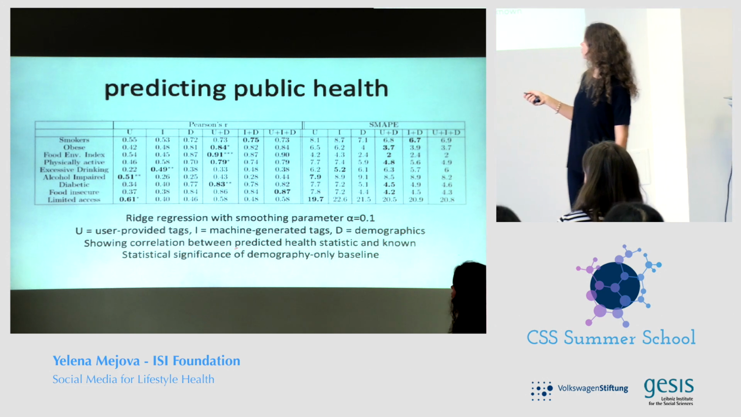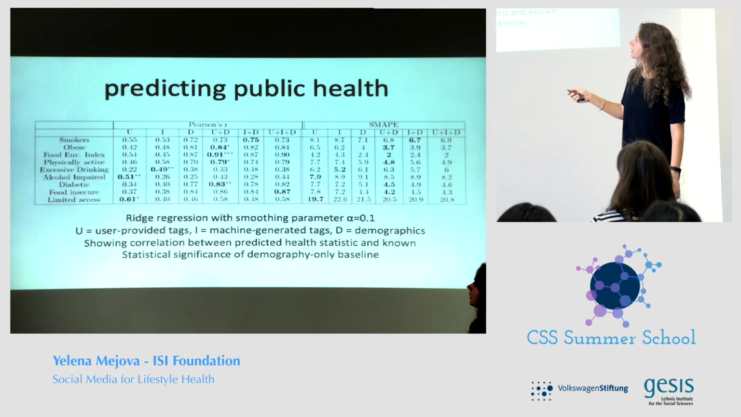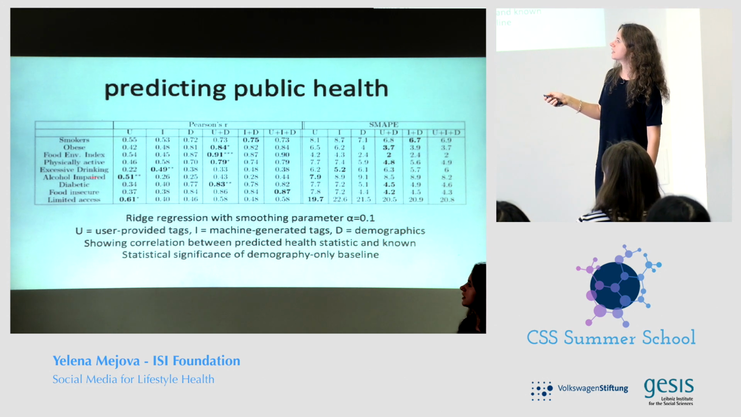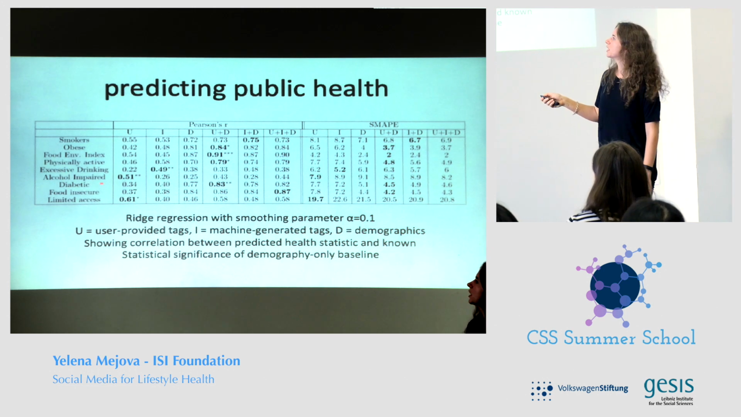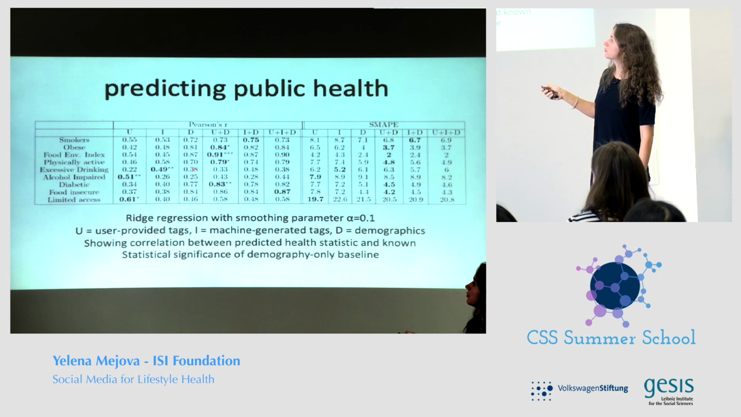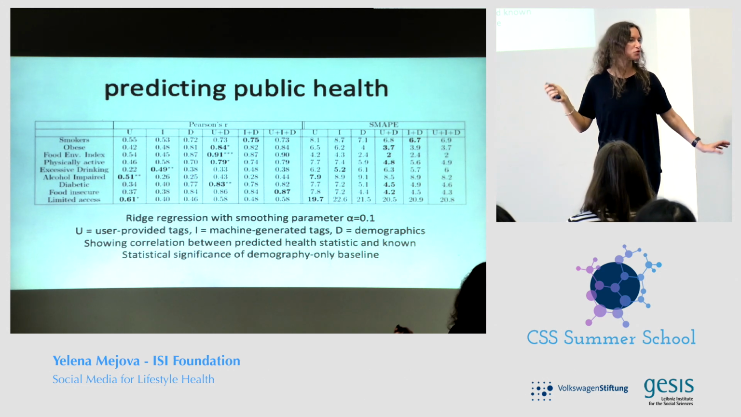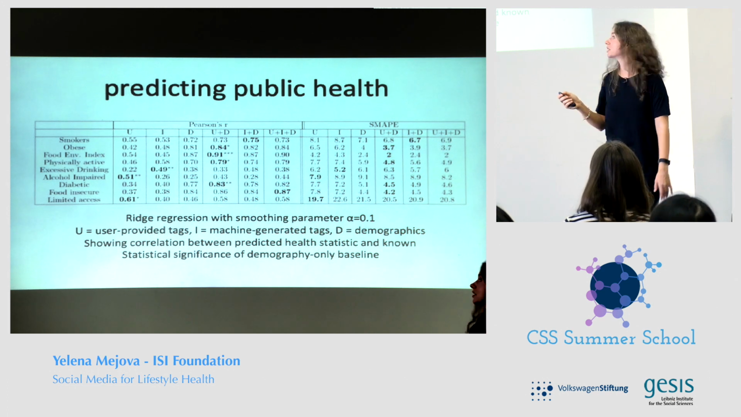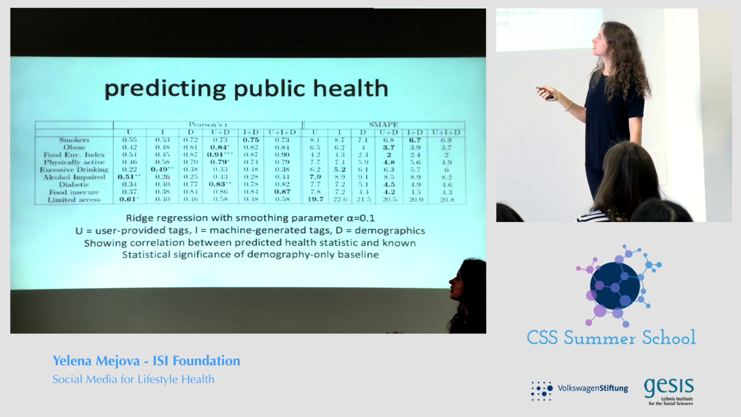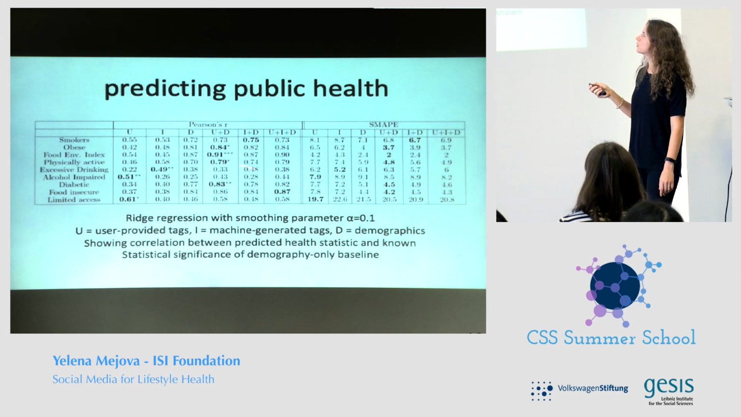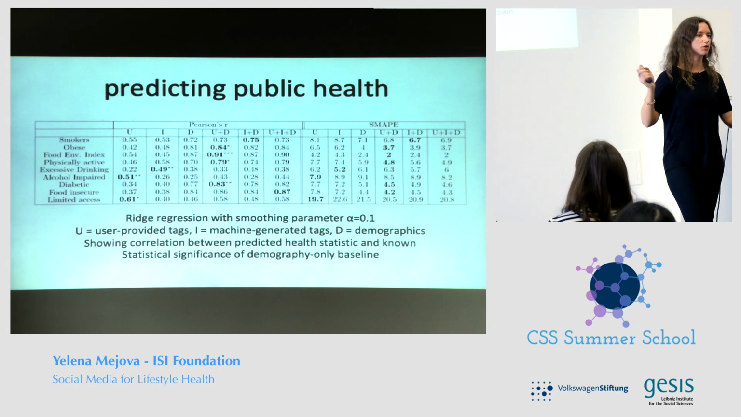I think the machine-generated tags is the best. So if you look at this column, actually it does very well in detecting excessive drinking. Even better than if you're looking at demographics, which is usually, demographics is always one of the best things that predict anything. But actually, the machine can better predict when people are drinking. And of course, if you combine them, it's even better.